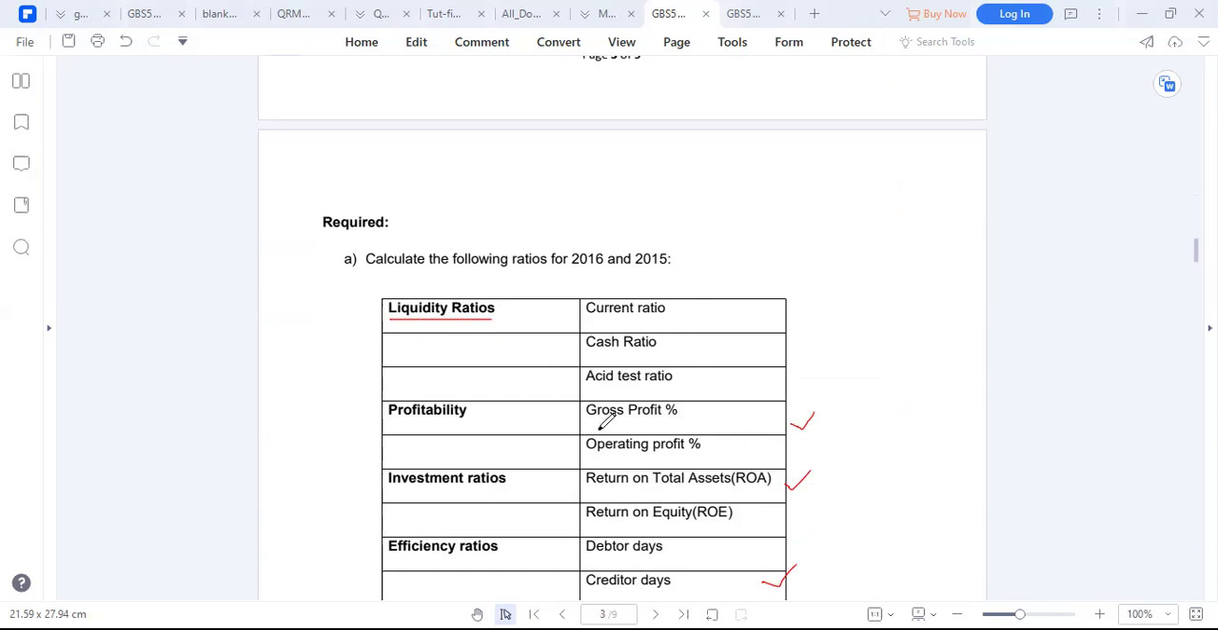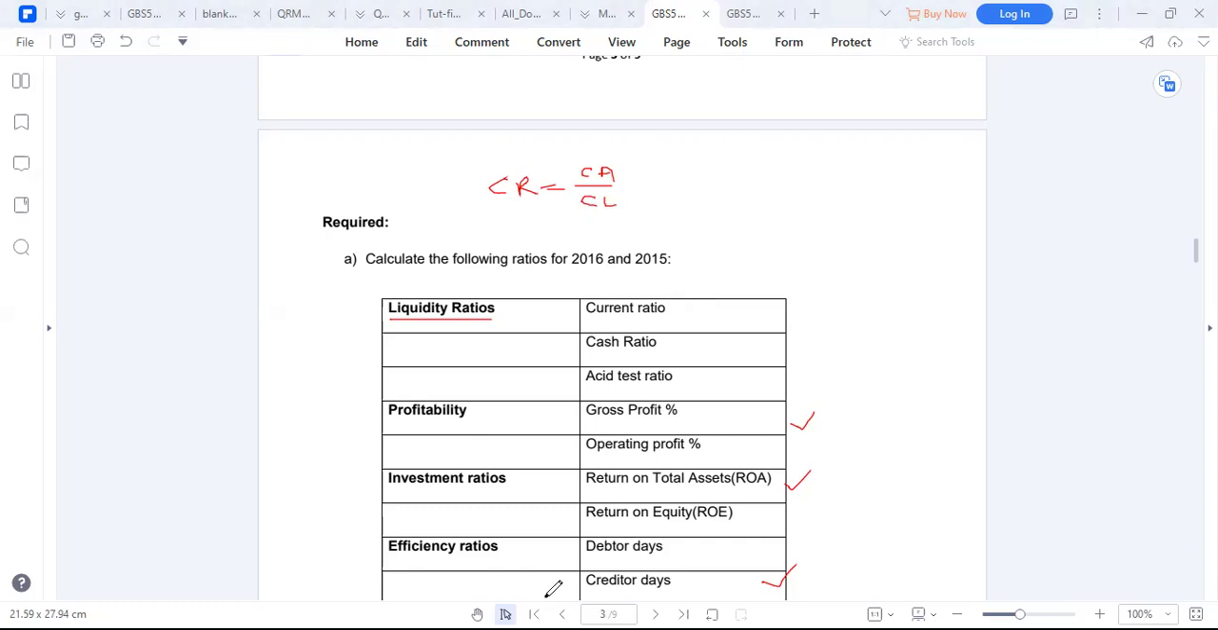So let's go with the formulas. What is the formula for the cash ratio? Let's start with the current ratio. Current ratio, what's the formula? Current ratio is current assets over current liabilities, times 100. Now we do this for each of the years, 2016 and 2017.